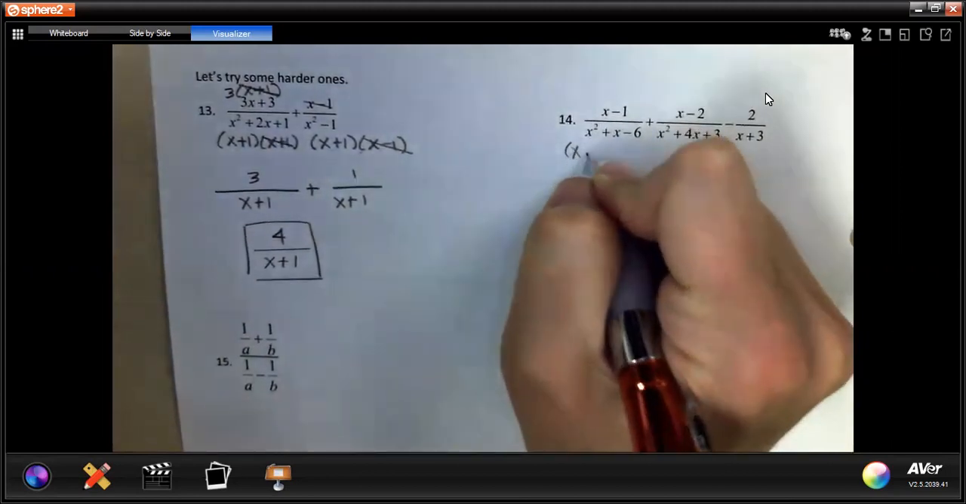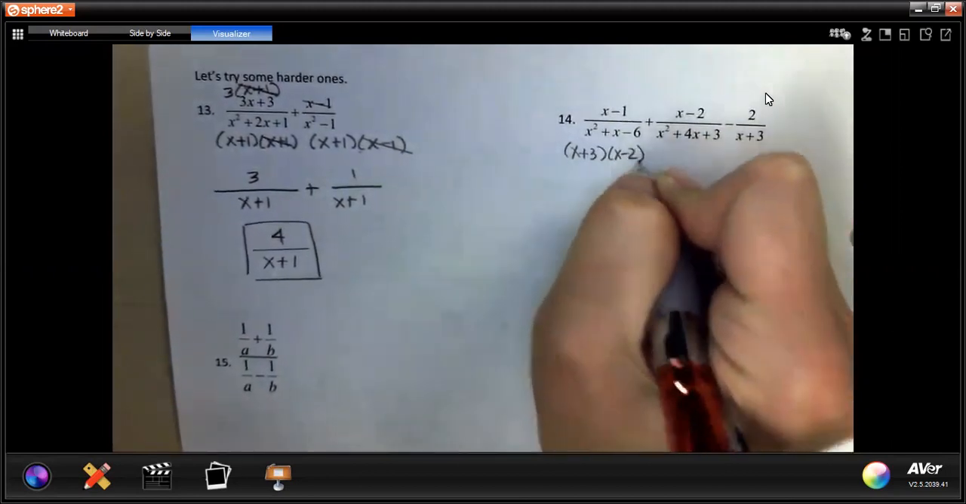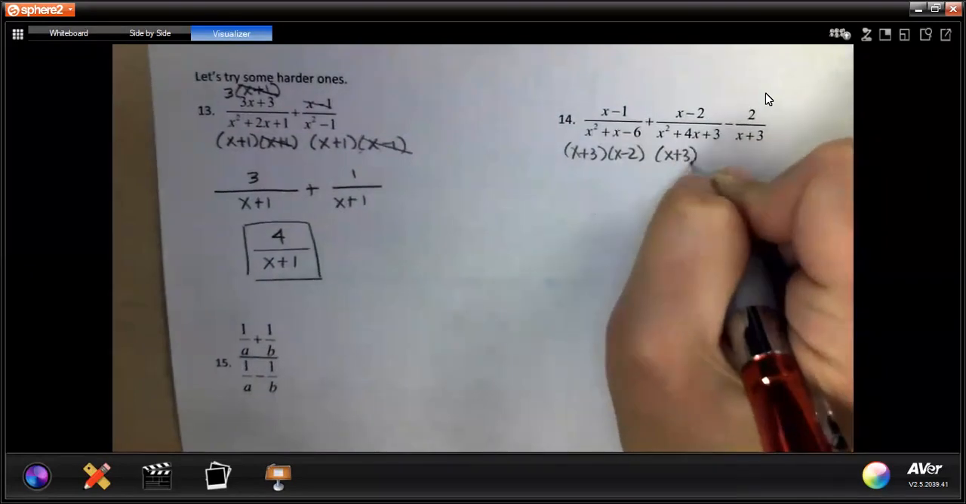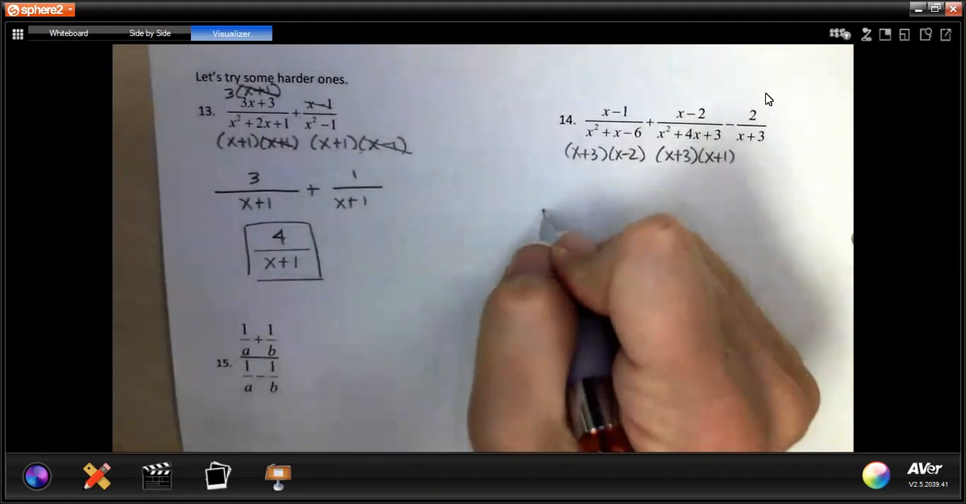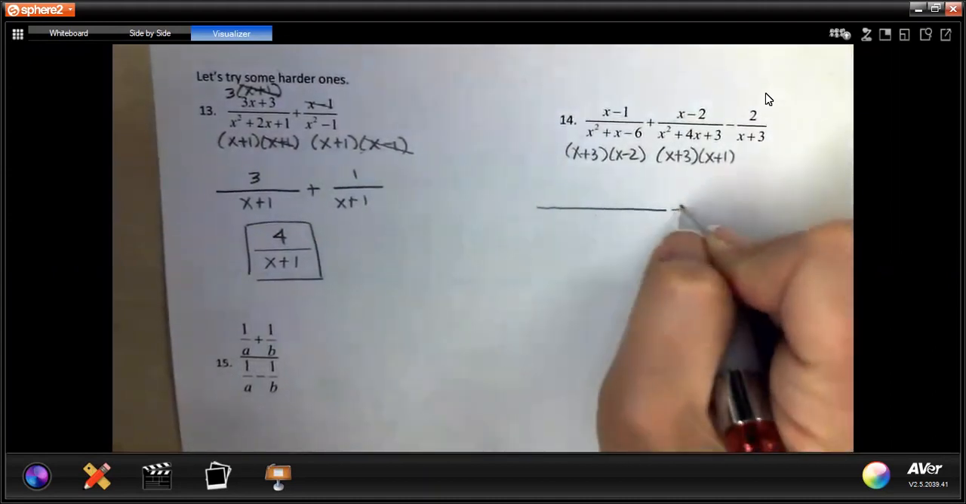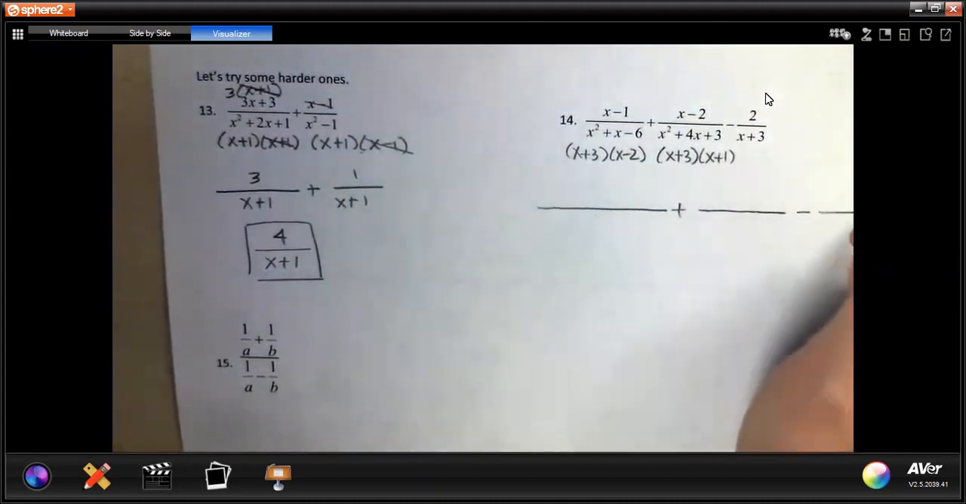All right, number 14 here. We factor, we get x plus 3, x minus 2. We factor the second one and get x plus 3, x plus 1, and then the last one can't be factored. In this case, there's 3 of them. You're going to have to get a common denominator between all 3 of them.